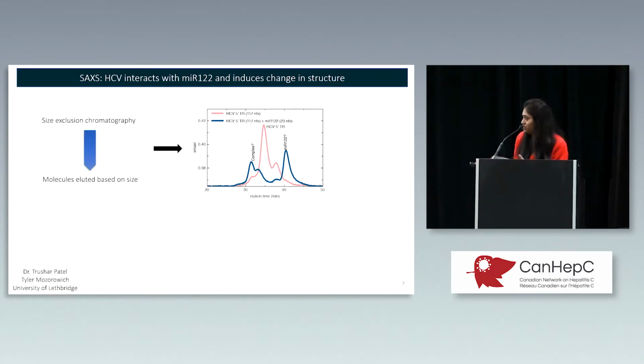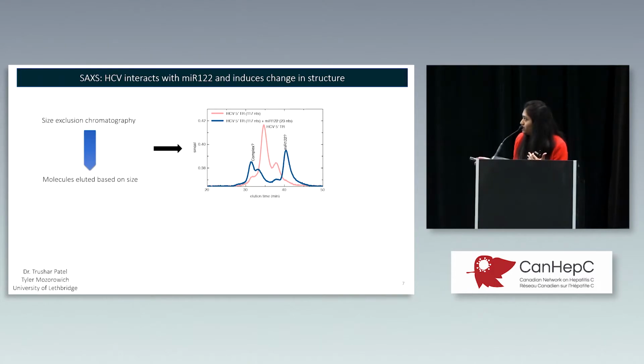But since these are just prediction analyses, we wanted to know what's going on in reality. So we collaborated with Dr. Tushar Patel, who performs small angle X-ray scattering experiments. These experiments give us low resolution structures of a macromolecule in solution. He first did size exclusion chromatography to elute molecules on the basis of size.